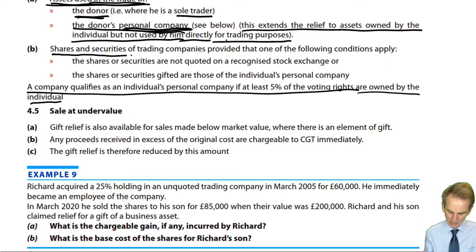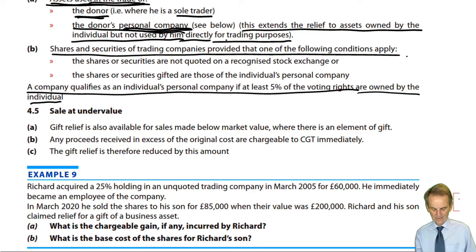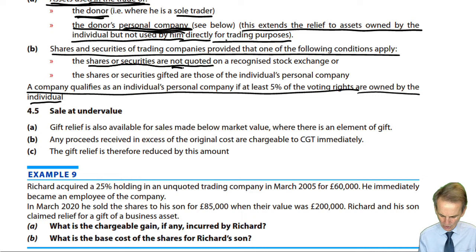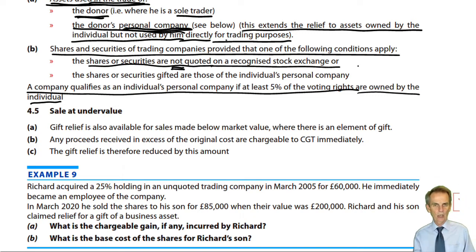You own simply the shares in the company, and the company, of course, owns the assets and the trade. So if we have shares and securities of trading companies, provided that one of the following conditions apply. If they're unquoted shares, shares in an unquoted trading company, then whatever level of shareholding you have, those shares, when gifted, or any of those shares that are gifted, will qualify for gift relief. Shares or securities are not quoted on a recognised stock exchange. So if they're shares in an unquoted trading company, whether you own, and I use these numbers advisedly, 4% or 5% or more, any level of shareholding in an unquoted trading company will rank for gift relief.